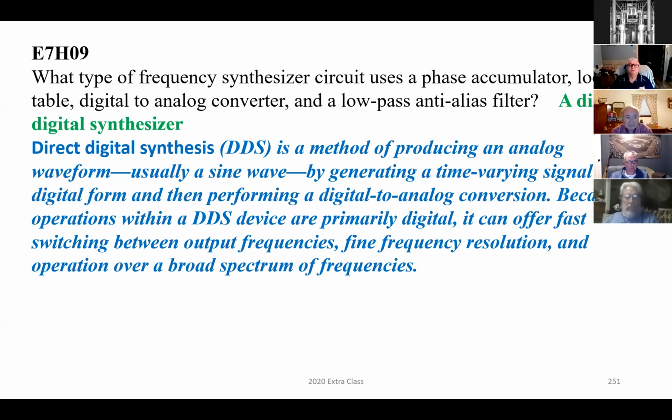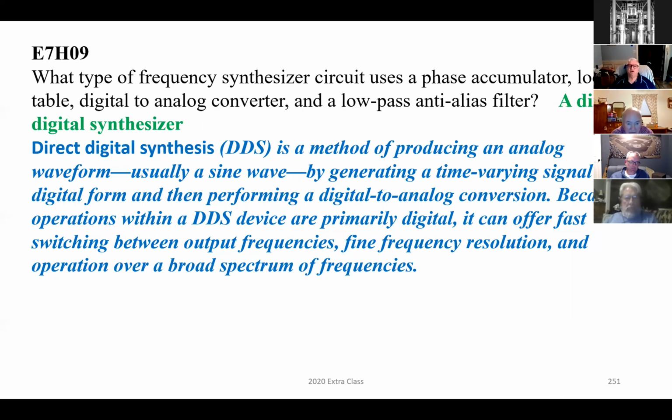All righty, what type of frequency synthesizer circuit uses a phase accumulator, lookup table, digital to analog converter, and a low pass anti-alias filter? That's a direct digital synthesizer. Direct digital synthesis, DDS, is a method of producing an analog waveform, usually a sine wave, by generating a time varying signal in digital form and then performing a digital to analog conversion.